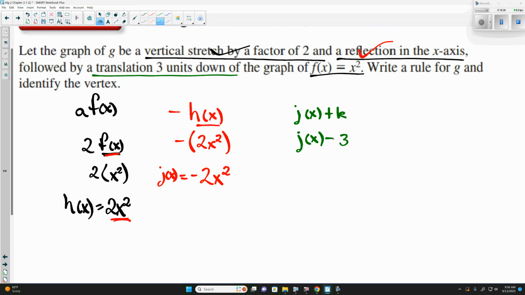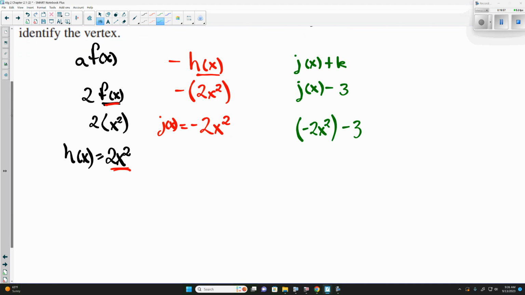But again, we still have j of x, yes? Since we still have the j of x, what realistically we did, I just didn't say it in the first two, is we replaced x with x, which doesn't change anything, so j of x is still negative 2x squared minus 3. Nothing's changing. We're just replacing the function j of x with what it's equal to. Questions before we simplify?